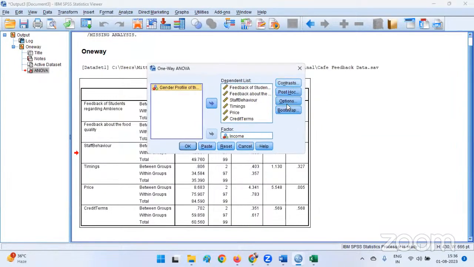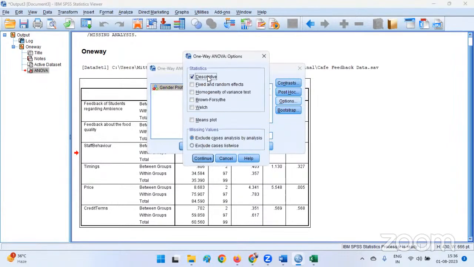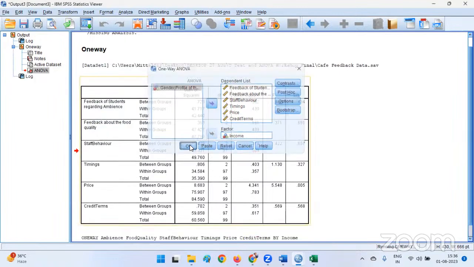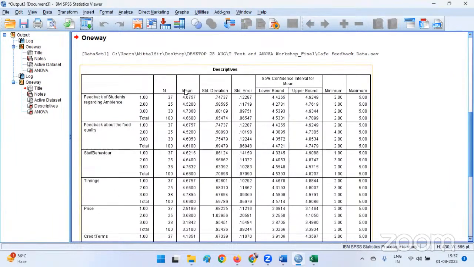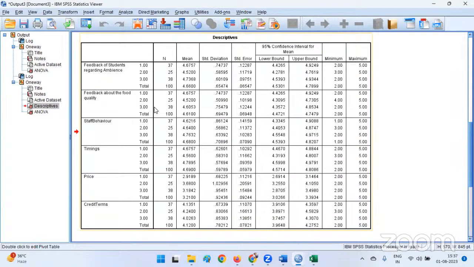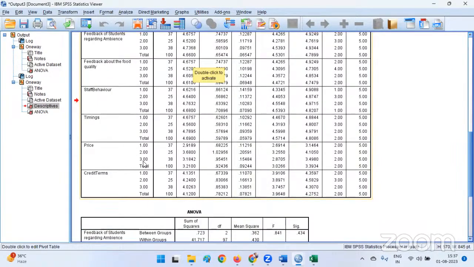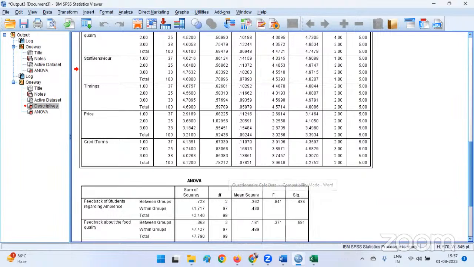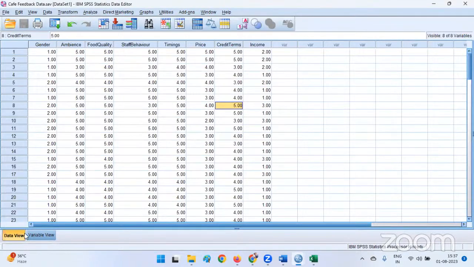In ANOVA, in SPSS, there is an Options tab. In Options, there is a Descriptive tab; continue, OK. So these are the mean values. For price 1, 2, 3, the mean of 1 is 2.91, mean of 2 is 3.68, and 3 is 3.18. So let me see how I have coded that.